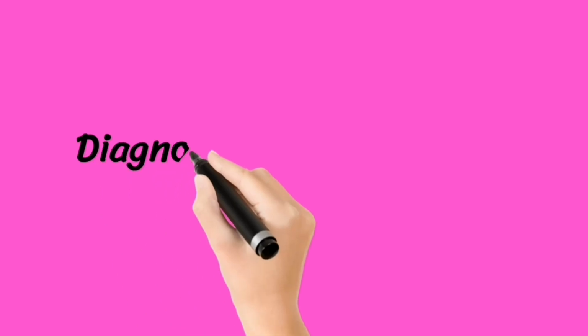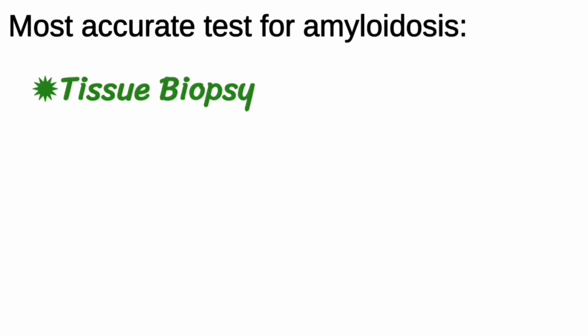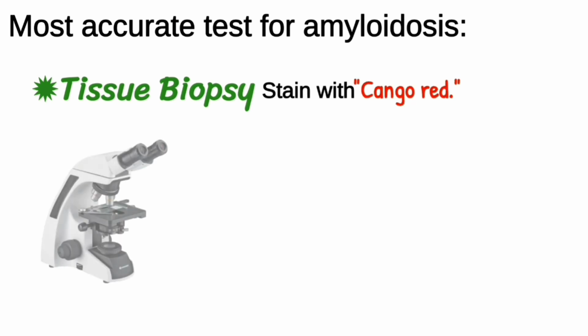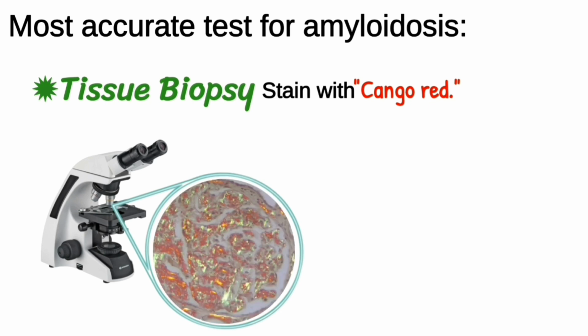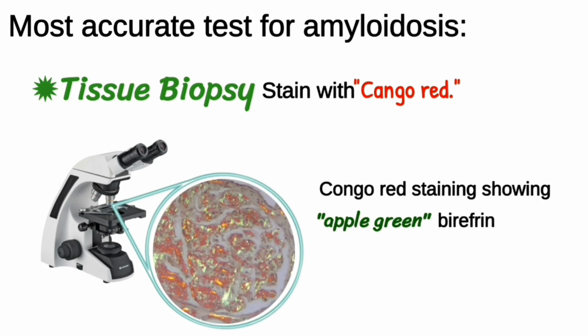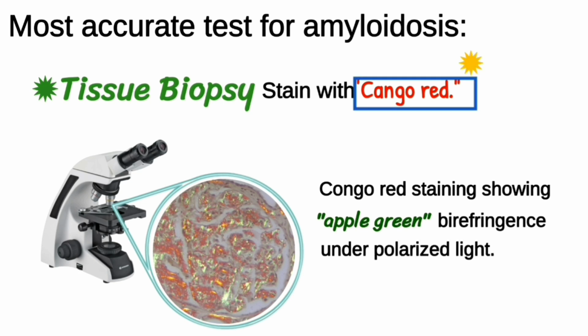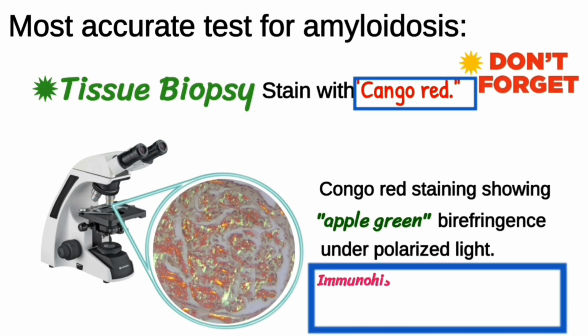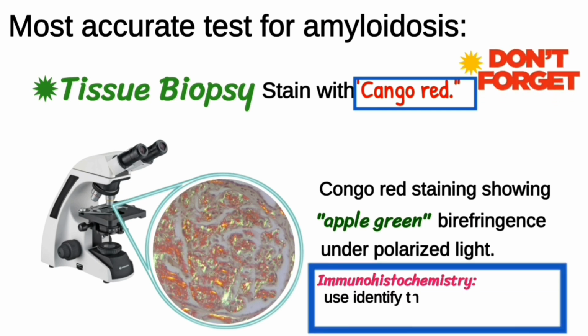Diagnosis of amyloidosis. The most accurate test for amyloidosis is tissue biopsy. Tissue biopsy is stained with Congo red. You see in the given picture, Congo red staining shows apple green birefringence under polarized light. Don't forget, students, Congo red. Tissue biopsy stained with Congo red. Immunohistochemistry is used to identify the amyloid protein type.